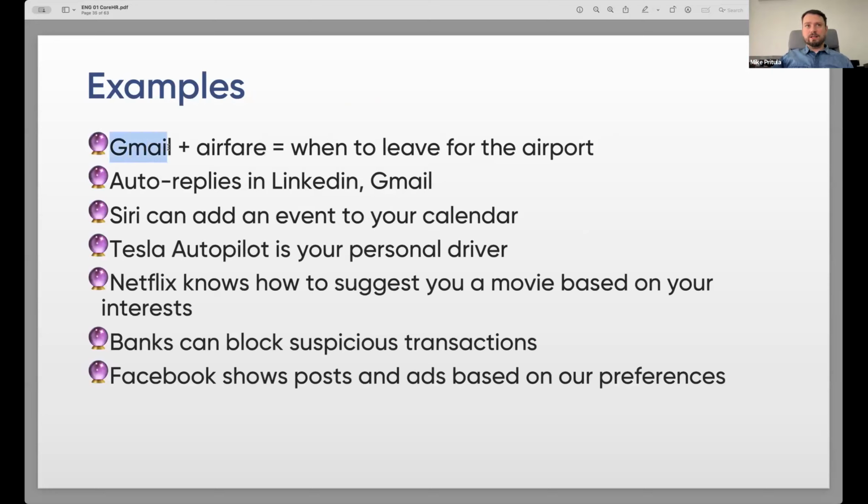So there are a lot of examples of how AI already helps us. If you have Gmail and you buy an air ticket, it will tell you when to leave for the airport. We already have auto replies in LinkedIn and Gmail; they suggest auto replies. Siri can add an event to your calendar. Tesla Autopilot is your personal driver. You see, this is true. Netflix knows how to suggest a movie based on your interests. Banks can block suspicious transactions based on behavior, and Facebook shows posts and ads based on our preferences.